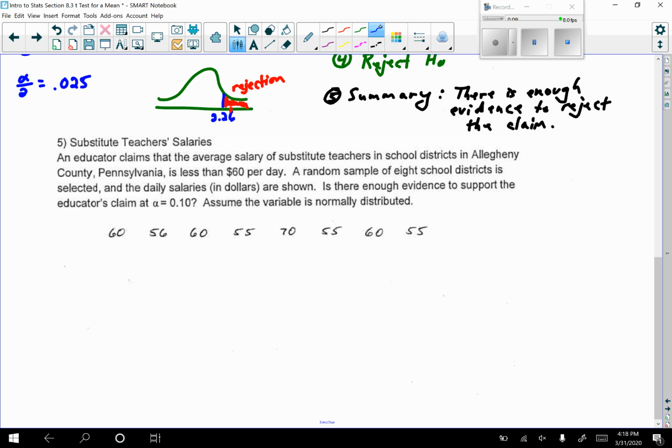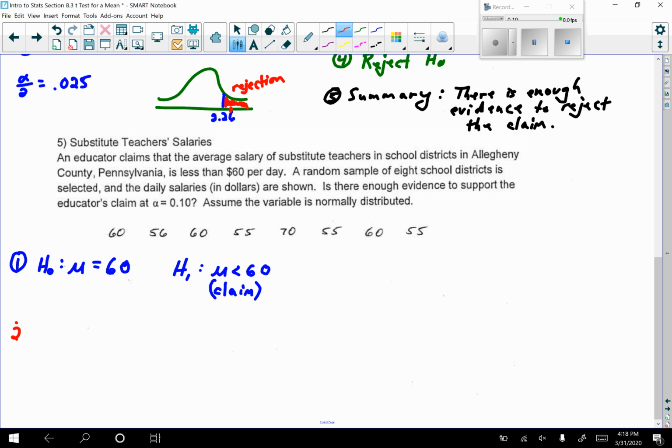All right, well, if you notice here, an educator claims that the average salary of substitute teachers in school districts in Allegheny County, Pennsylvania is less than $60 per day. Because it's less than, it's the alternative hypothesis that's going to be our claim. So step 1, our null hypothesis is that mu is equal to $60. And the alternative hypothesis is that it is going to be less than 60. And this is our claim, or the researcher's claim.